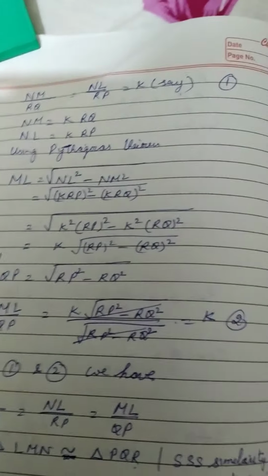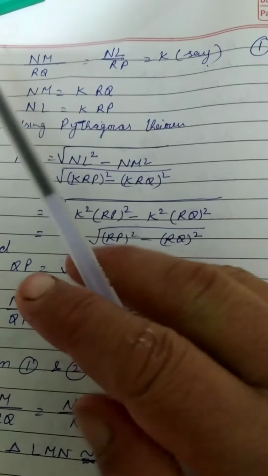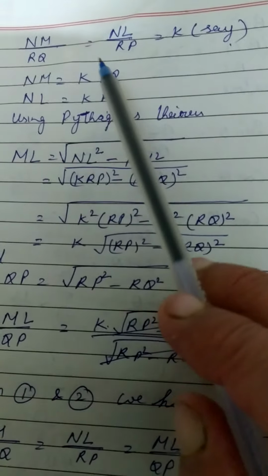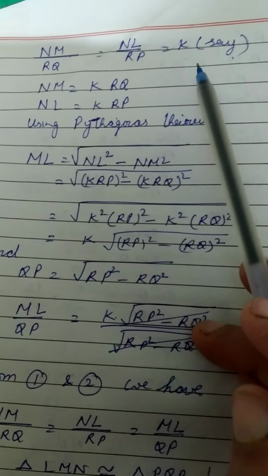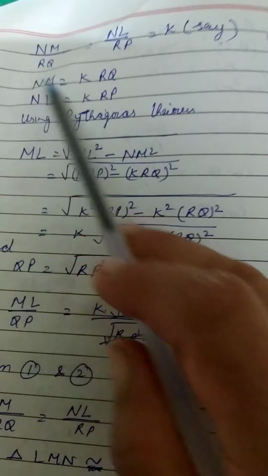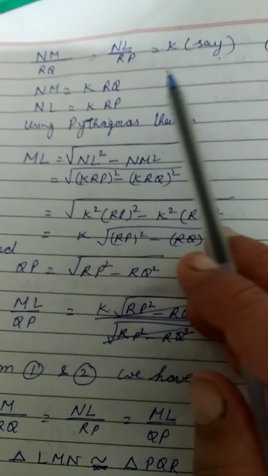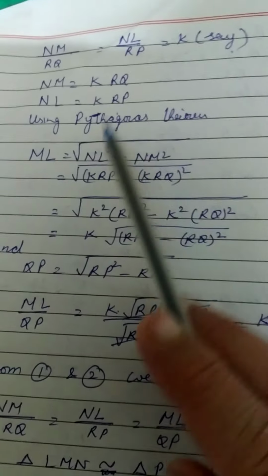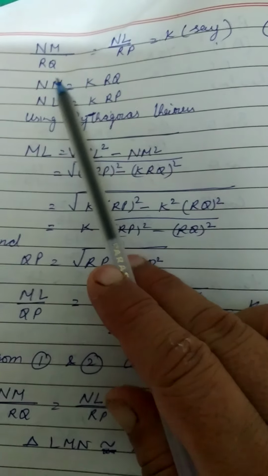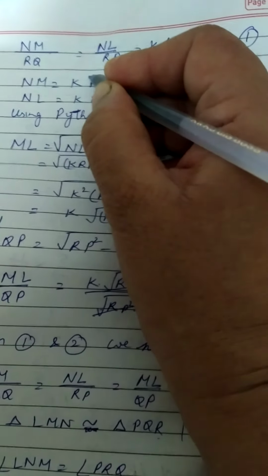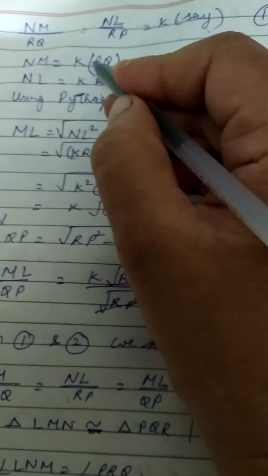Now NM upon RQ is equal to NL upon RP is equal to K. We have considered that because these ratios are equal, we can take them equal to a common ratio K. Then NM is equal to K RQ, and NL is equal to K RP.